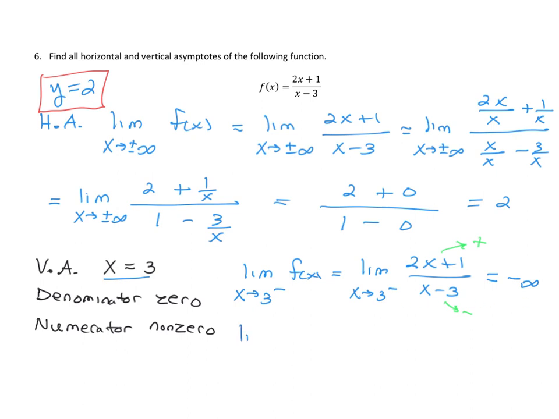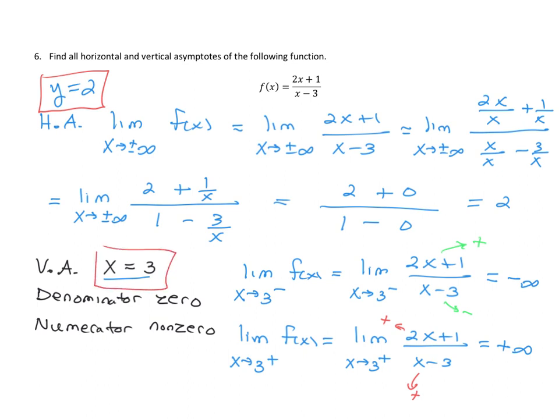But just to be careful, you can look at the right side too and say, well, what happens as you approach 3 from the right of this function? And as you approach 3 from the right, you're still looking at 2x plus 1 over x minus 3. Okay, in this case, both the numerator and the denominator are approaching positive numbers, so this limit is going to positive infinity. This is enough to indicate that there's a vertical asymptote at x equals 3, and that is the only one that exists for this function.